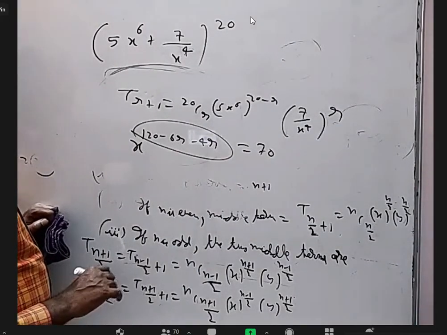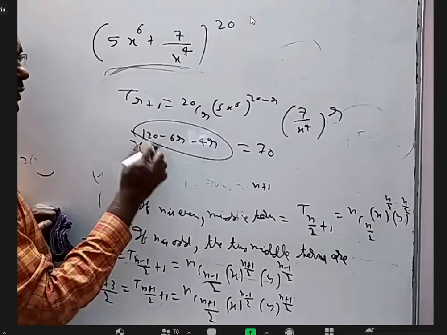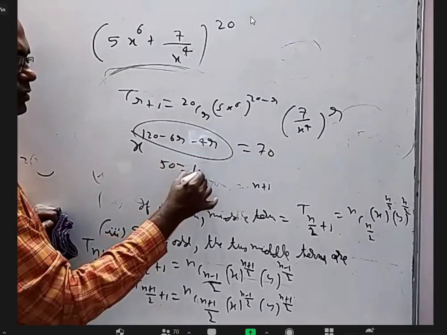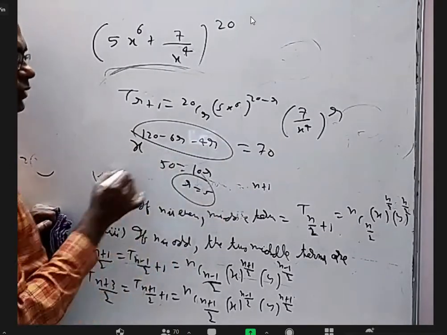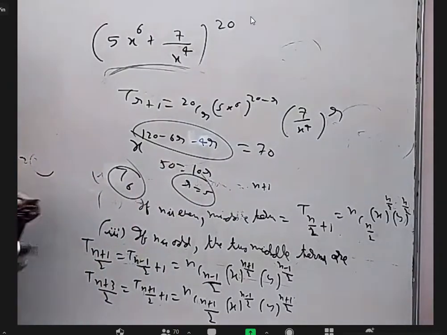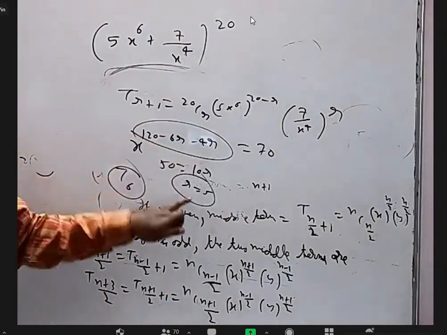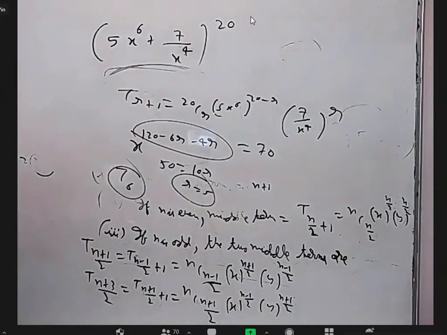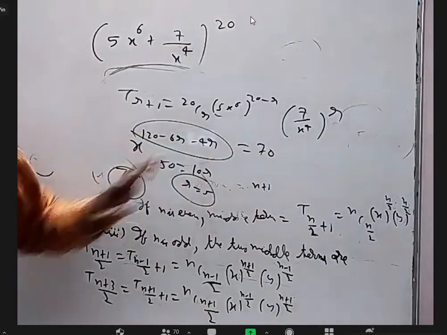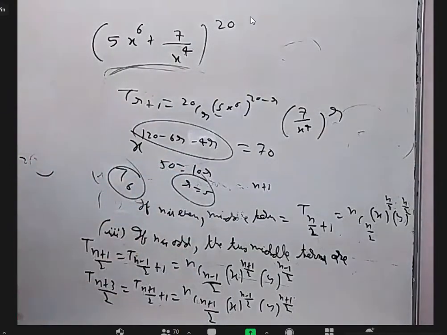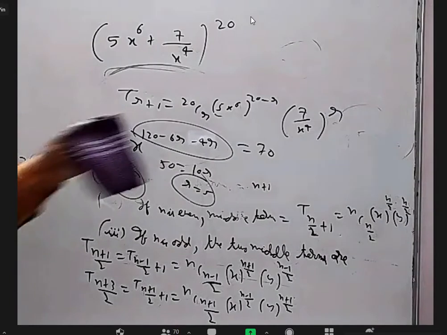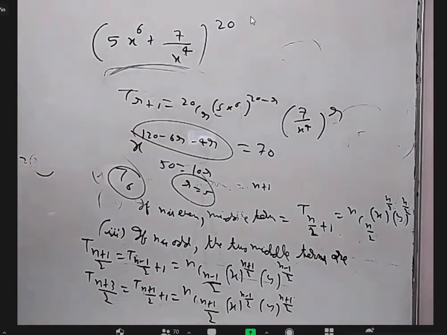Yes, sir. So now what I got: 120 minus 70 is 50. This is 10r on that side, so r equals 5. That means it is happening in the 6th term. And then you do the calculation, you get 20C5. Put r equal to 5 back and you will get it. So find the general term, the (r plus 1)th term. Set the power of x equal to whatever you wanted and you will get the r value. Put that r value back and you will get it. Based on this, there is a formula where every time you don't have to do this. I'll tell you that formula also. Okay.